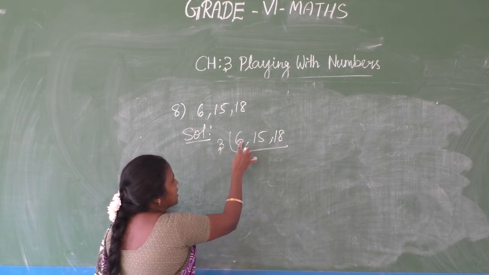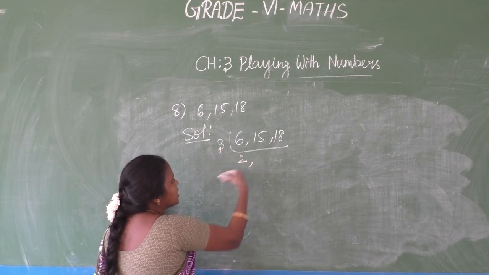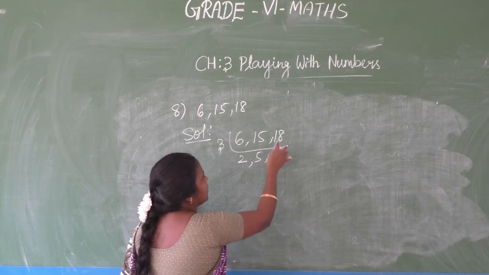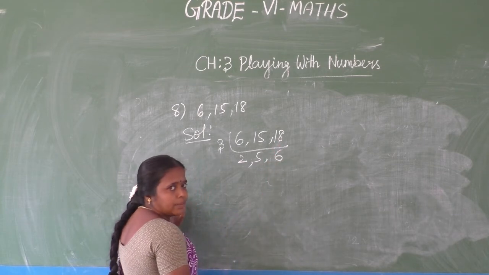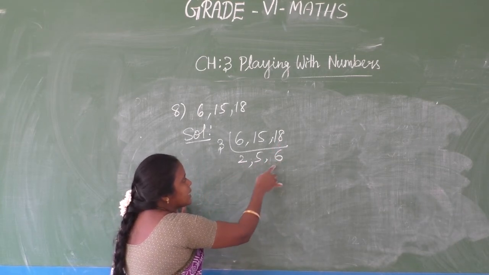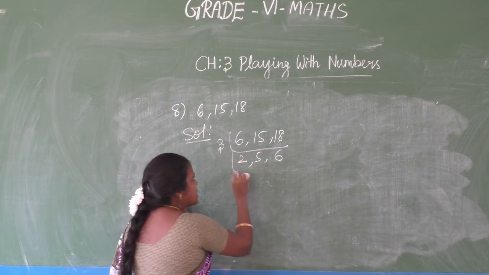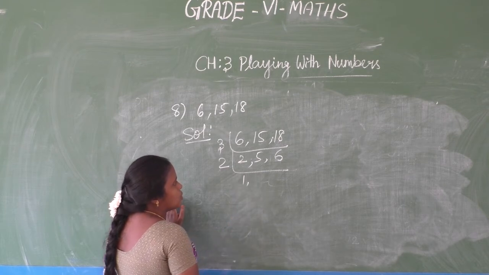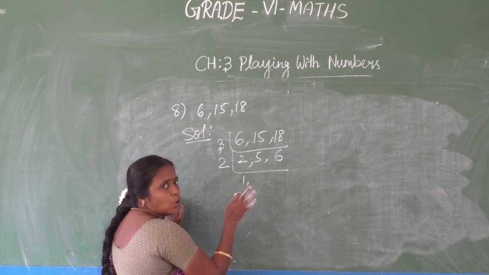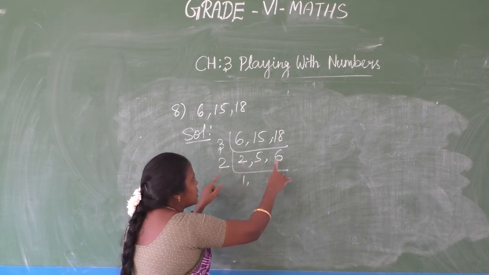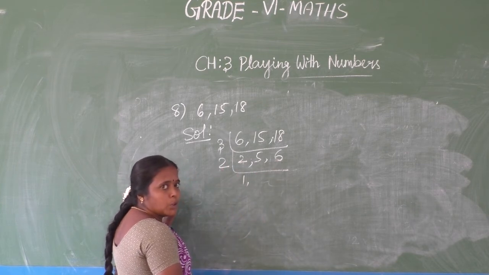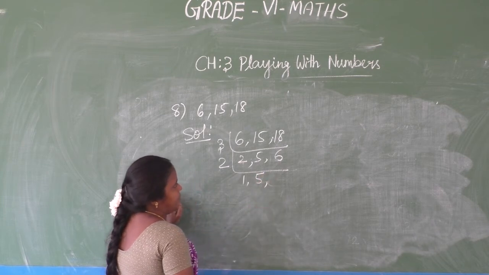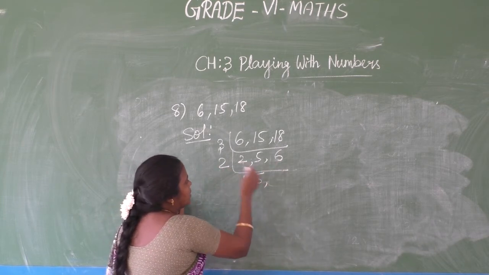2 3s are 6. In 15, 5 3s are 15. In 18, 6 3s are 18. Now this 2 and 6 will come in the same table, so first divide them by the 2 table. 1 2 is 2. In 5 there is no 2. See, already I told you, this and this only will come in the same table 2. What about this 5? Just bring it down as it is. In 6, 3 times.